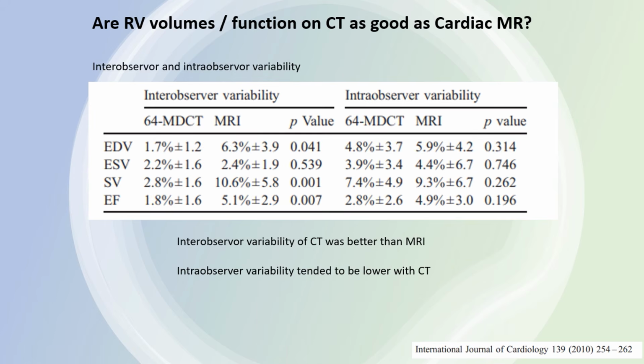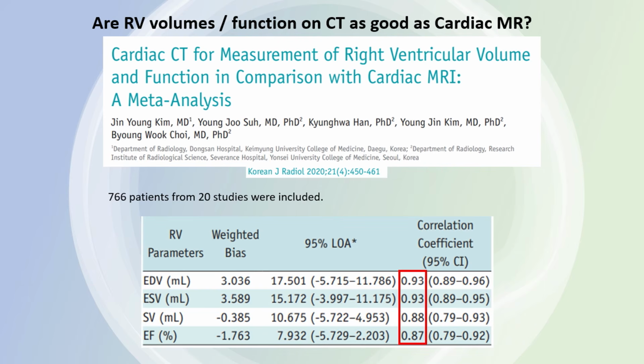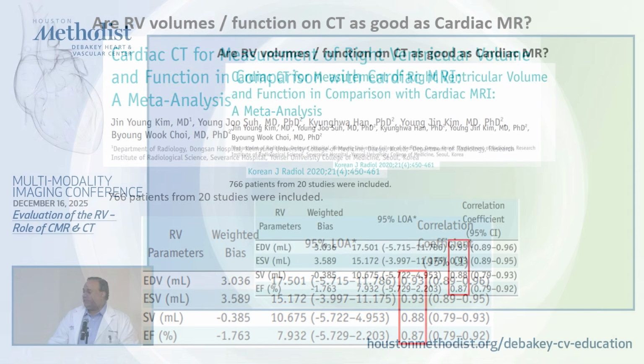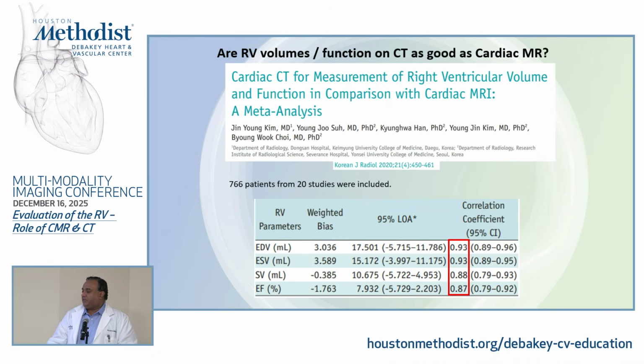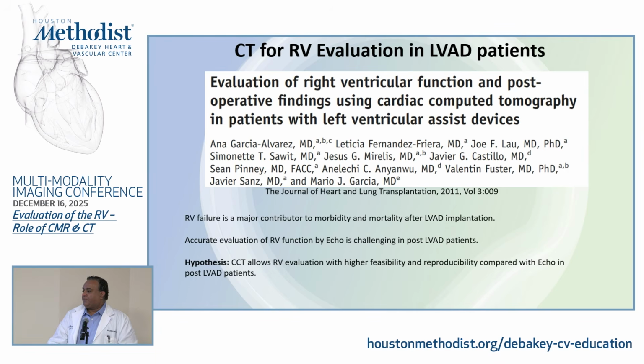And this is a nice meta-analysis looking at the same thing, which is the comparison of cardiac CT with cardiac MRI for RV assessment. This is a meta-analysis from, I believe, a group in Korea, in the Korean Journal of Radiology. They looked at 766 patients from 20 studies. And again, they showed that the correlation coefficient for these four parameters, diastolic volume, systolic volume, stroke volume, and ejection fraction, is excellent between the two modalities.